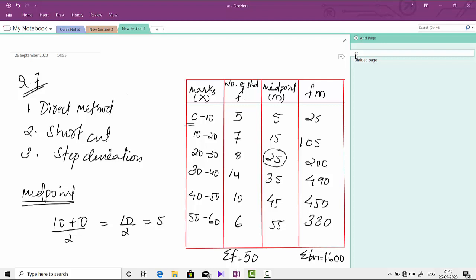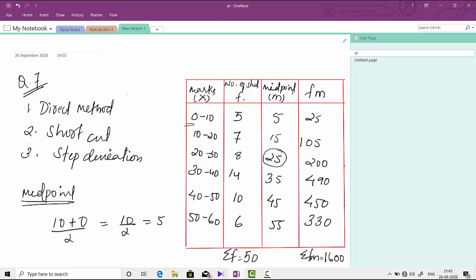The first tutorial was about individual series, the second was about discrete series, and the third one, the one that I'm making right now, is of continuous series. Continuous frequency distribution. Many of you who have attended my online class are aware of the formulas that we'll be using in this question. So today, as mentioned earlier, we will be solving question number 7.